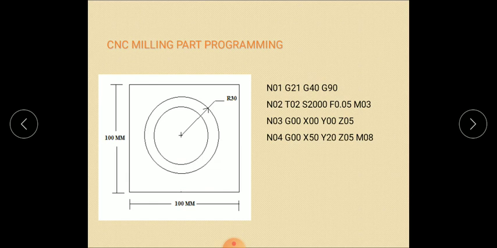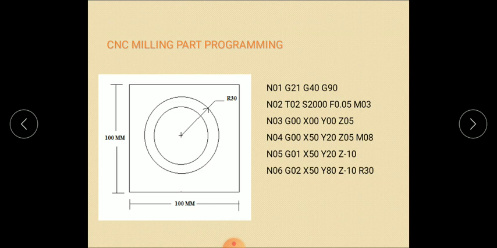The next one is you need to give the depth. How much depth will be removed? It is 5 mm. Next, N05, G01, X50, Y20, Z minus 10. What happens here? G01 is the linear interpolation, and the tool touches the workpiece. Then X50, then Y20, then Z minus 10. Then 10 mm of depth is given in the negative direction, that is in the downward direction.